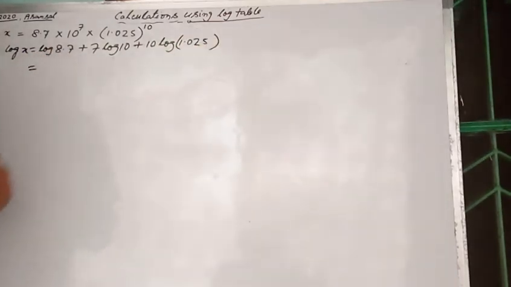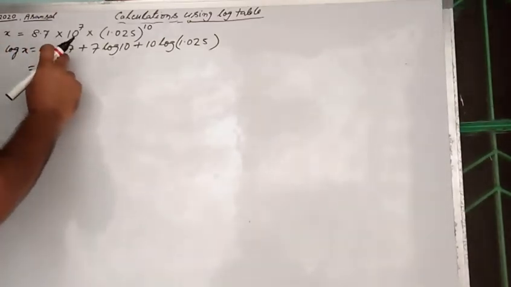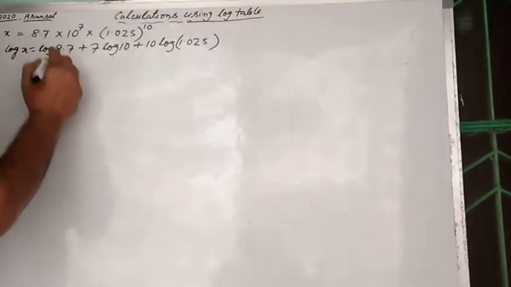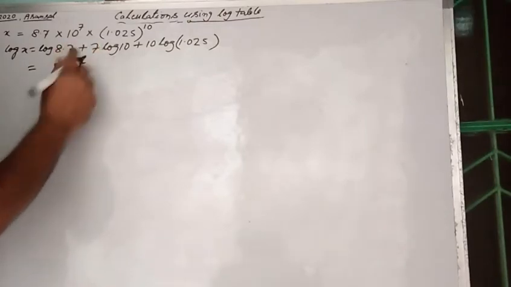Now in the log table, we look into the value starting with 87. In the 0 column of 87, what is the value? 9395. 9395. This is the mantissa.